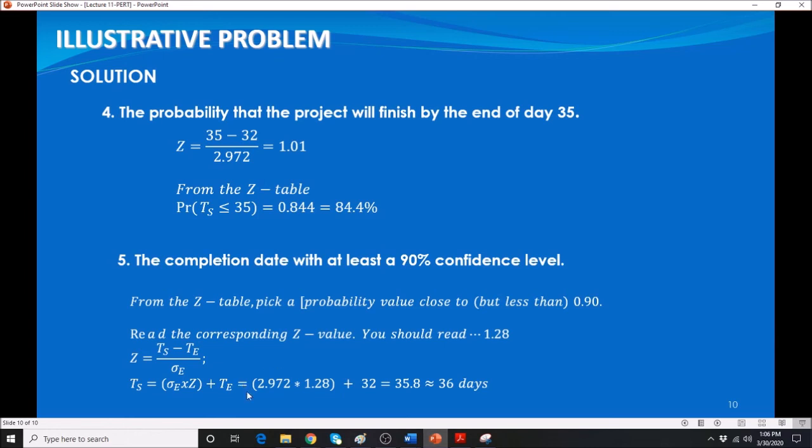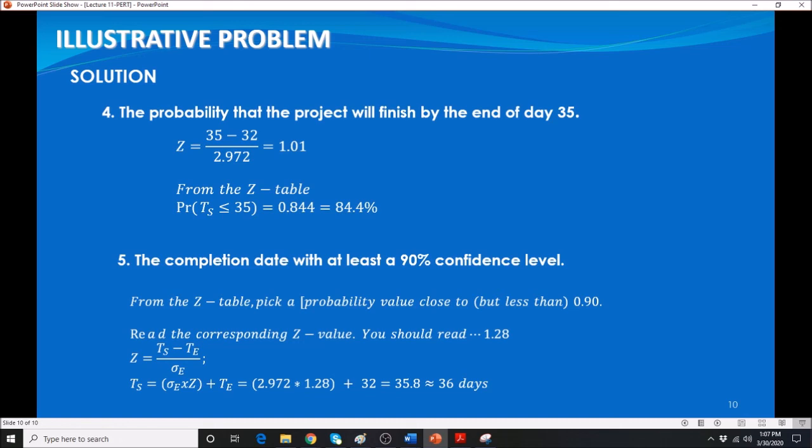So go back to your calculation. That is your 1.28 Z. Using this formula here, I know your Z. TS, the one that you are asked to determine. You know your TE that has been calculated at the beginning. We just need to plug in. We cross multiply your standard deviation to your Z. That's why we have here the standard deviation for the entire path multiplied by your Z, and then plus your TE, because we are going to transfer this one to the left to make it positive. So we have here multiply, and then add, and that gives you approximately about 36 days.